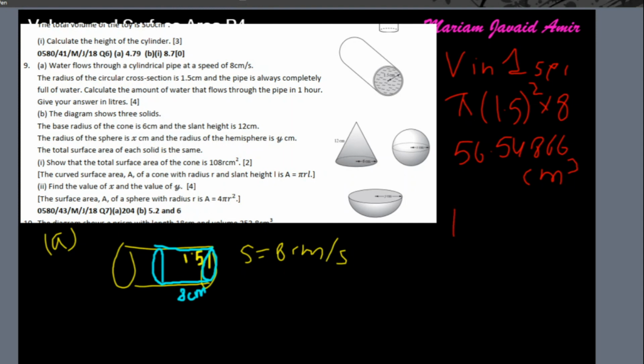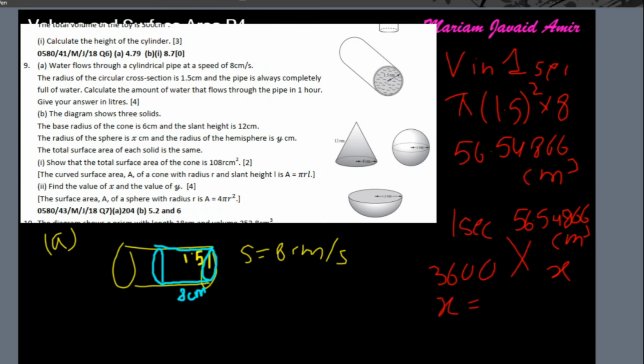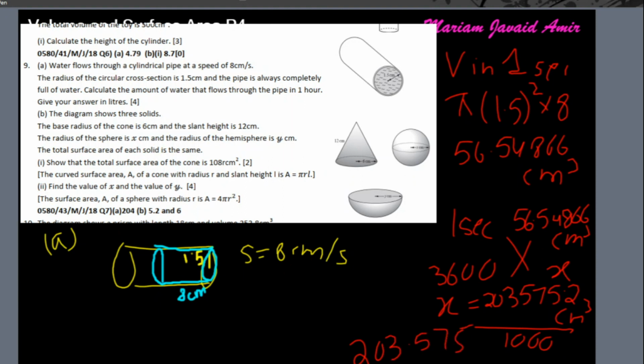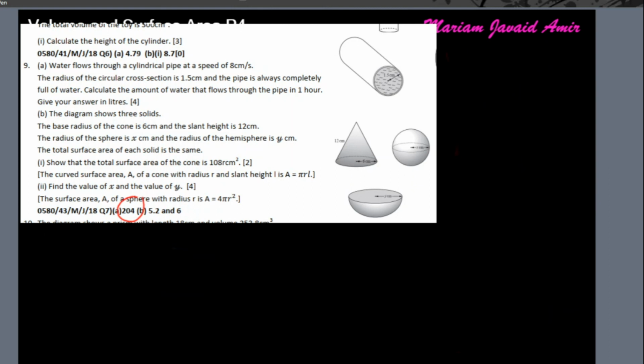Now in 1 second, 56.54866 centimeter cube is passing, and they want the volume in 1 hour. 1 hour is 3600 seconds. How much volume will be passing? So x will be equal to 3600 times the answer, which gives us 203,575.2 centimeter cube, divided by 1000, and we get 203.575, and when we round it off we get 204 liters. This is part A. Okay, part B.